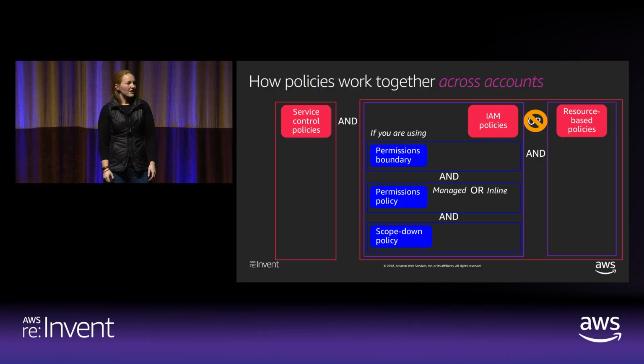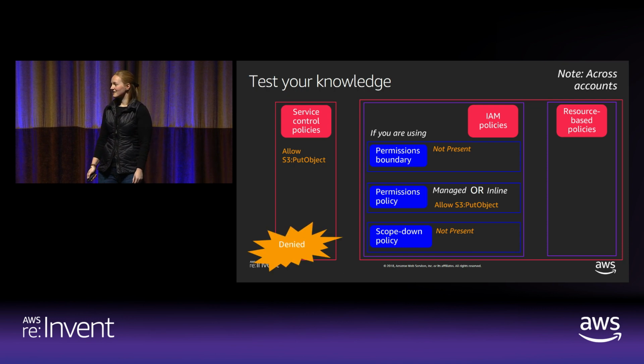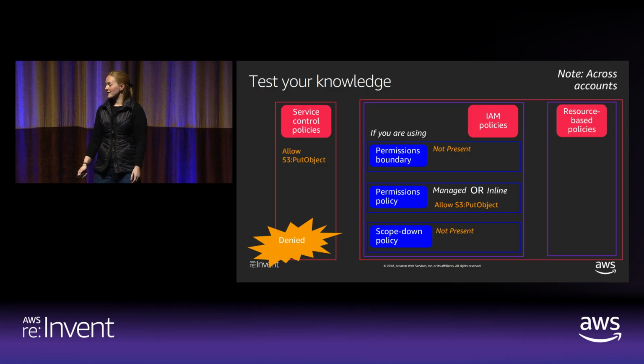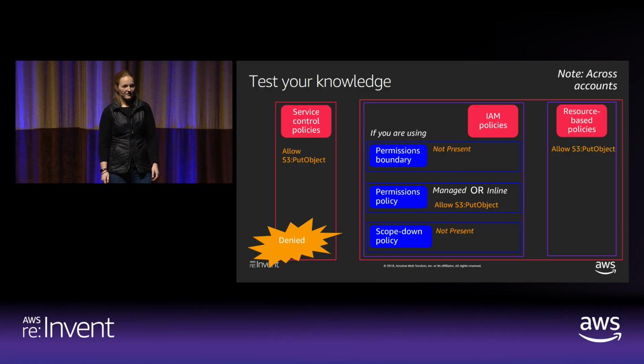in account B. Both sides now have to say yes and allow. So what's our answer here? We have SCP that says allow and only an IAM policy. Deny, right. Why? Because the resource-based policy doesn't have it across accounts. We add it here, what happens?